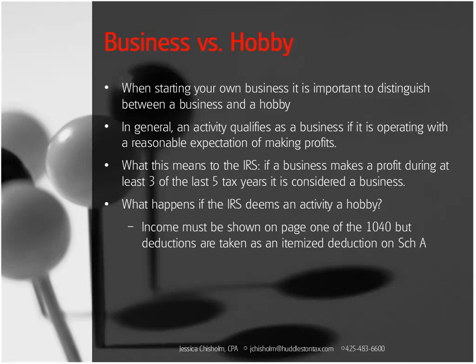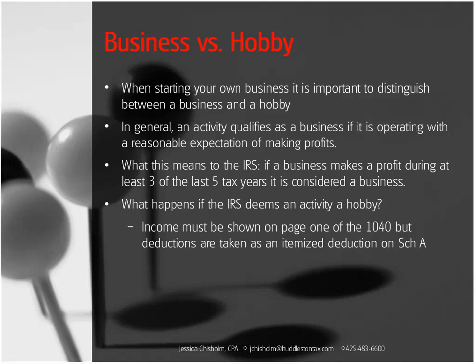But we can talk about what happens if the IRS does deem it a hobby. Basically, if you have a business, it's going to show either on the Schedule C if you're a sole proprietor or on the Schedule E if you are a partnership or an S corporation.